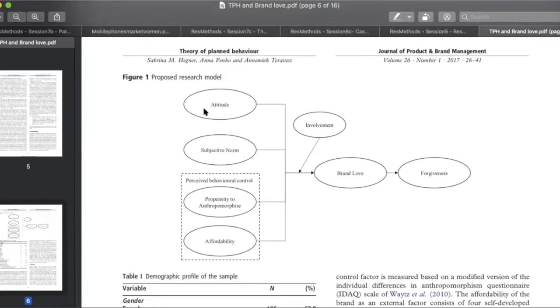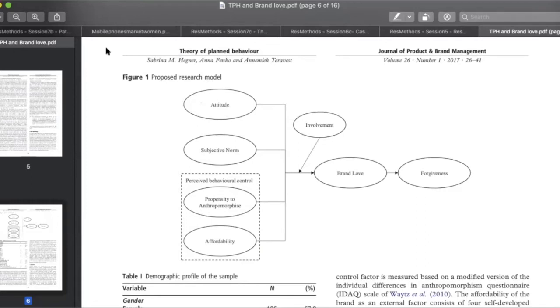Okay. So now this paper, you see, this is attitude, subjective norm. It's all coming to brand love. So this is coming from the theory of planned behavior. Now look at what he said. Proposed research model. Now, Mausi, a second.